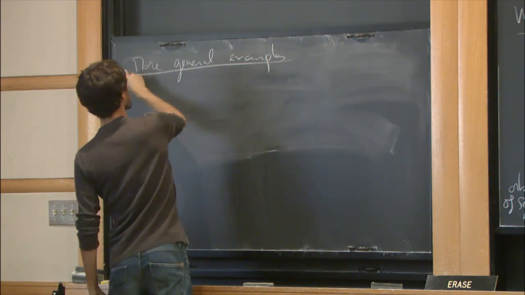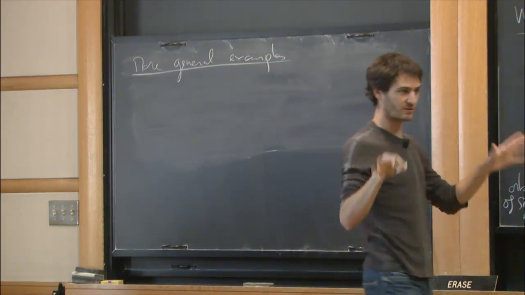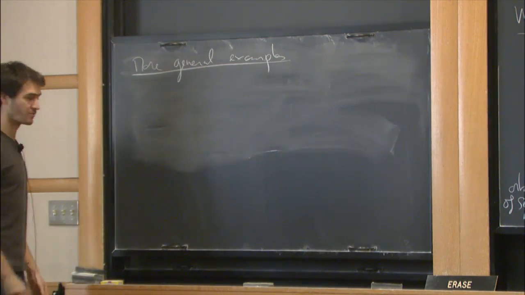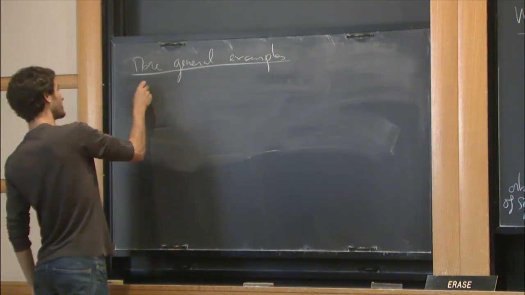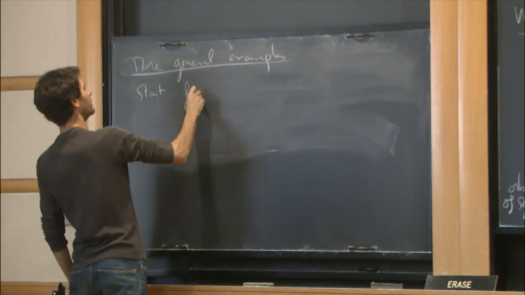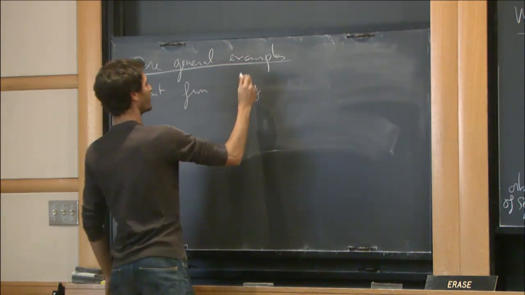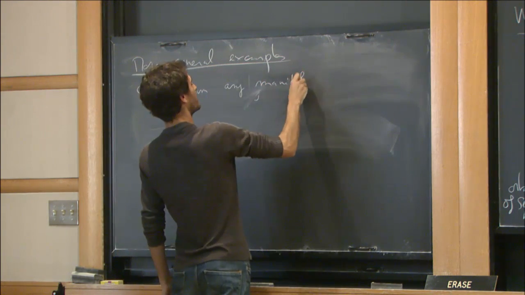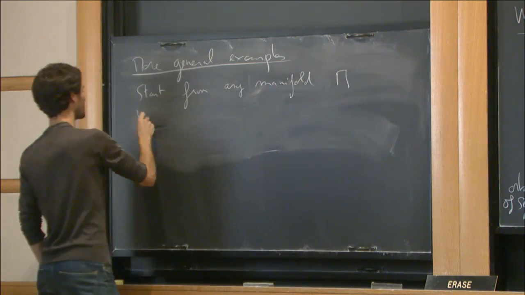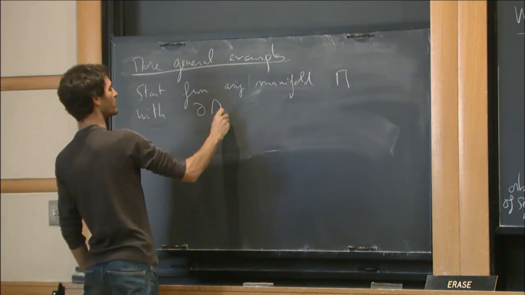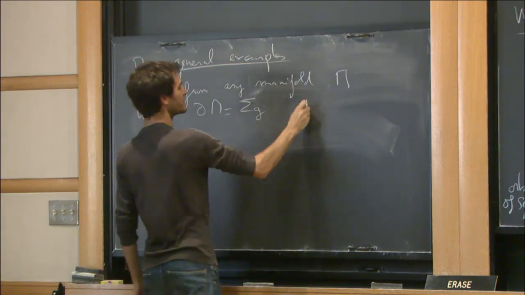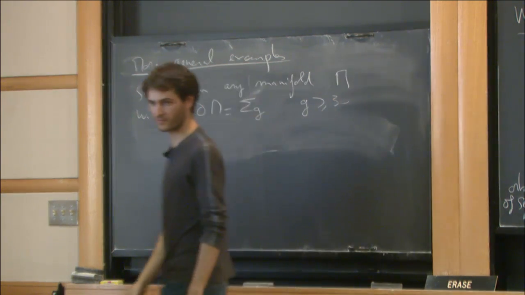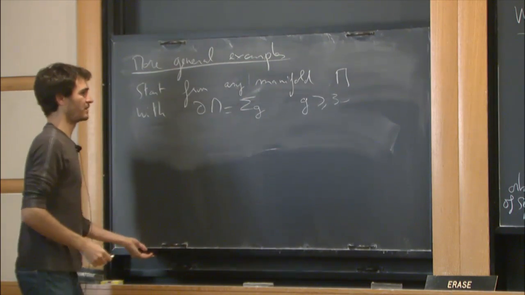So I can explain to you one construction, and you can derive this construction in many possible ways, but I cannot give you a full toolbox for defining it. So start from any manifold, say M, with boundary of M a surface Sigma_g with g at least 3. This is just for technical reasons. It's not so important, but for me, it will be here.